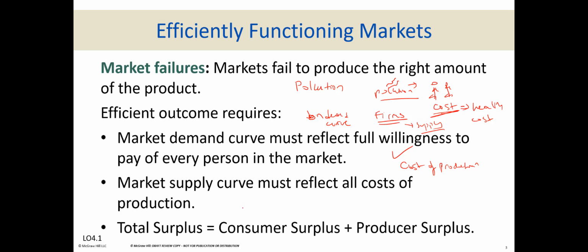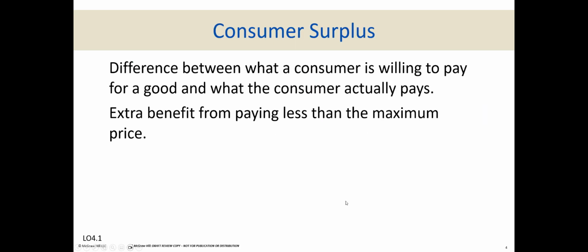And we will learn in this chapter that total surplus is consumer surplus plus producer surplus, but we need to first define what a consumer surplus is and what a producer surplus is. So let's define a consumer surplus. It's the difference between what a consumer is willing to pay for a good and what the consumer actually pays. It's the extra benefit from paying less than a maximum price.